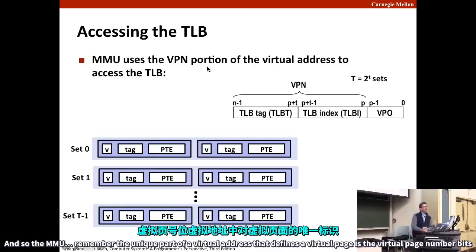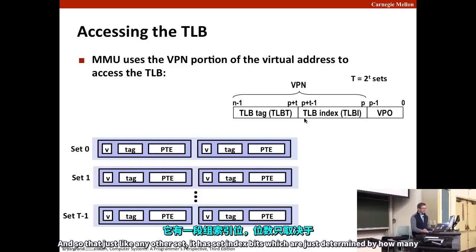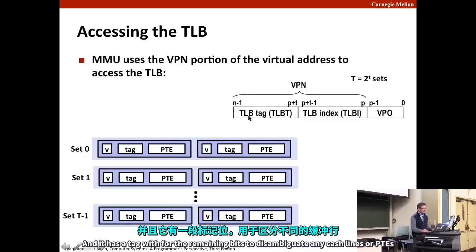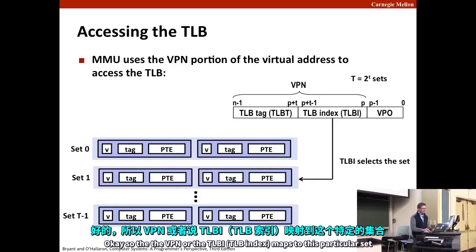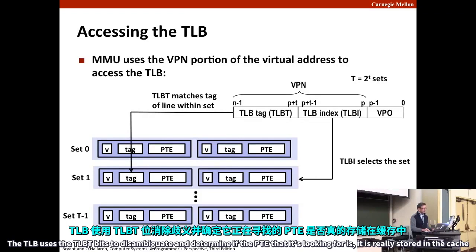And so, remember the unique part of a virtual address that defines a virtual page is the virtual page number bits. Okay, so the TLB uses the VPN portion of the virtual address to access it. And just like any other cache, it has a set of set index bits, which are determined by how many sets the TLB has. And it has a tag for the remaining bits to disambiguate any cache lines or PTEs that map to the same set. Okay, so the VPN or the TLB index maps to this particular set, and then the TLB uses the TLBT bits to disambiguate and determine if the PTE that it's looking for is really stored in the cache.